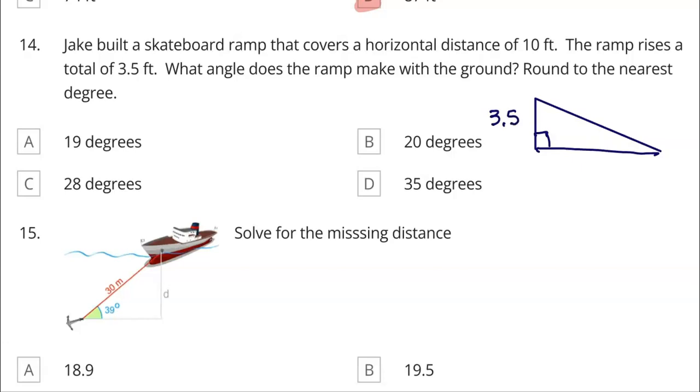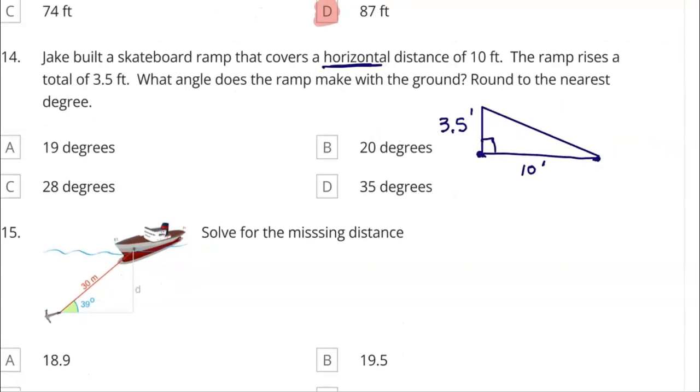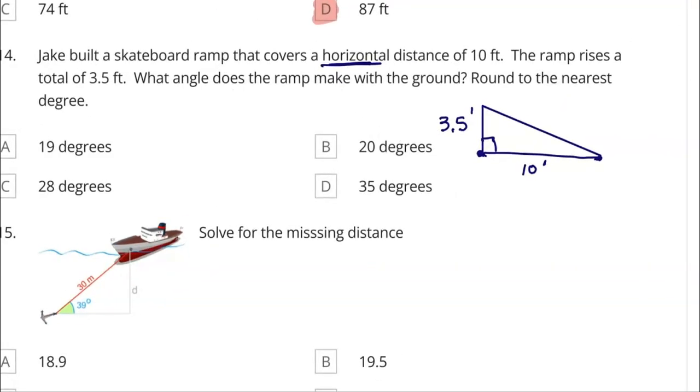Jake builds a skateboard ramp that covers a horizontal distance of 10 feet. So that means the horizontal distance is from where it starts to where it ends, on the horizon. So we're okay with that. Now they say, what angle does the ramp make with the ground? Okay, your ground is here. This is the ramp. So they're looking for this angle. We'll put a question mark in here.